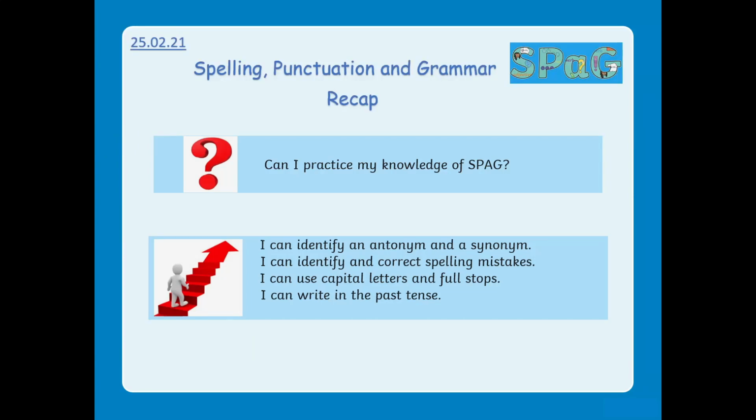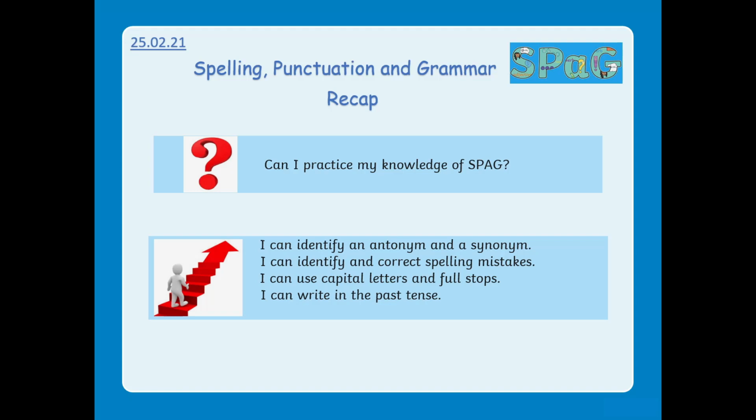Hello everybody. Today for our SPAG, Spelling, Punctuation and Grammar recap, we're going to be going over all of our learning that we did last week. Your learning question is therefore, can I practice my knowledge of SPAG?